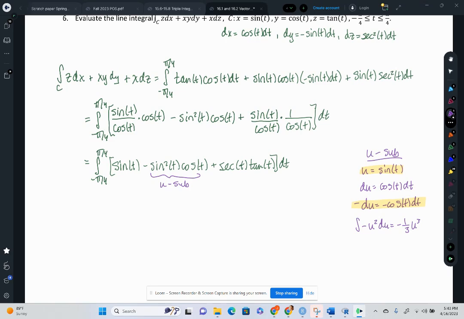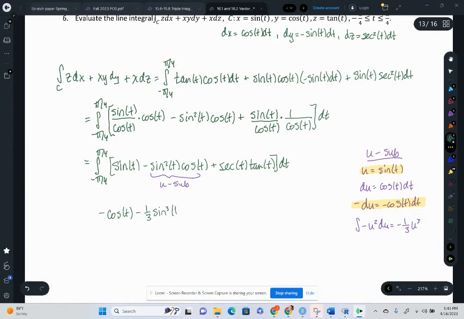So when I take care of this, I'm going to get the antiderivative of sine is minus cosine of t. The antiderivative of minus sine squared cosine of t is minus 1/3 sine cubed of t. The antiderivative of secant tangent is secant of t. And we're evaluating from minus pi fourths to pi fourths.